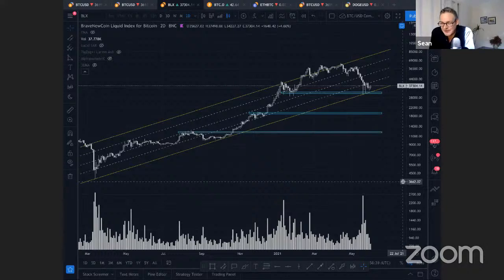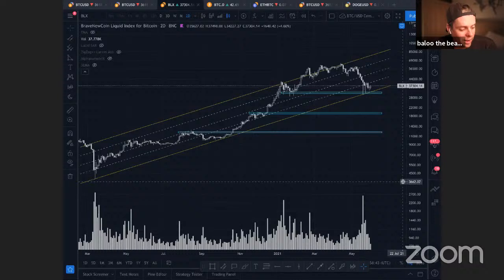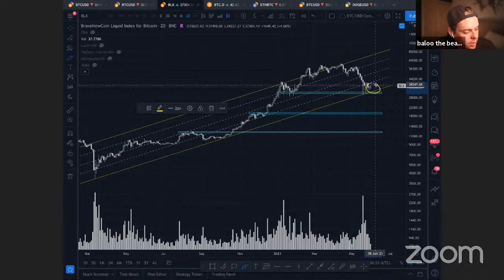But it would be interesting to hear your thoughts on if we do break that 32K support level there, what are we looking at next? Let's go over the horror scenarios first. Yeah. Let's get everybody scared and uncomfortable. Yeah. So, if we break this area here, I'm not going to sugarcoat it. We're heading down to around 20K.